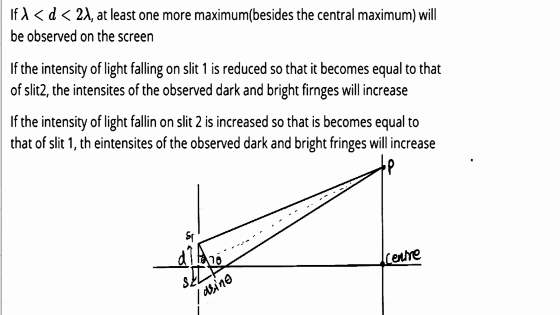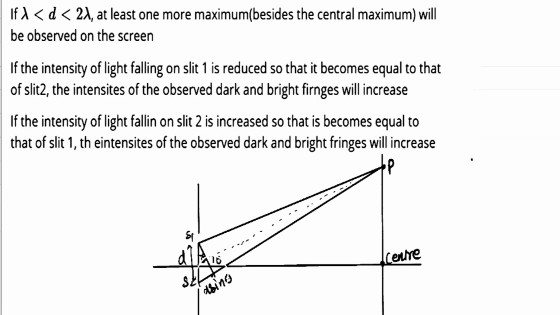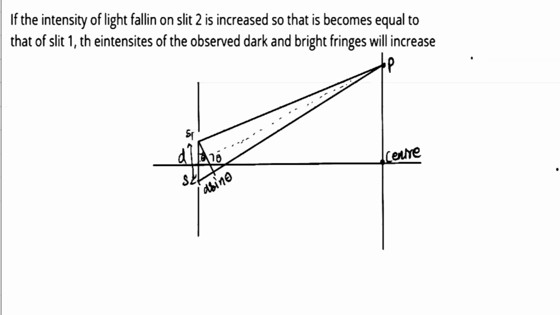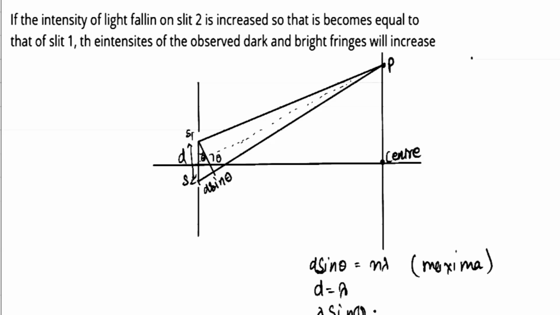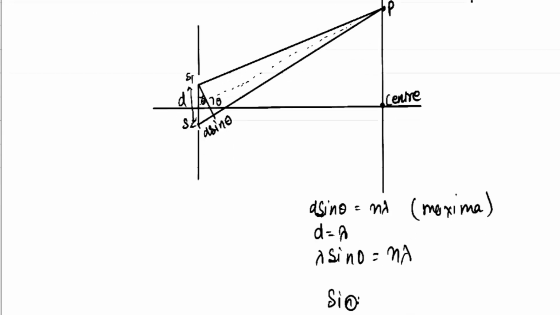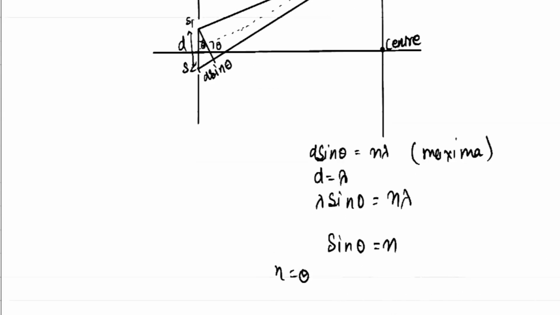So the path difference is d sin theta. From here we can say d sin theta is equal to n lambda for maxima. This is the condition for maxima. In the question it is given that d is equal to lambda, then lambda sin theta is equal to n lambda. So from here we can say sin theta is equal to n, and n is an integer. n is equal to 0, 1, 2, 3, it can take any value.